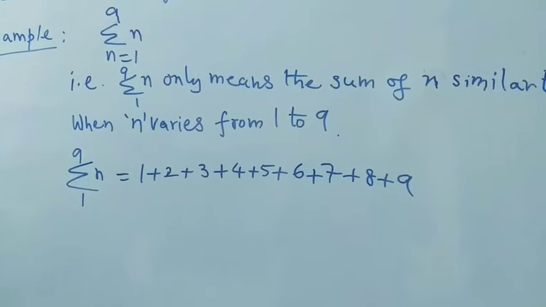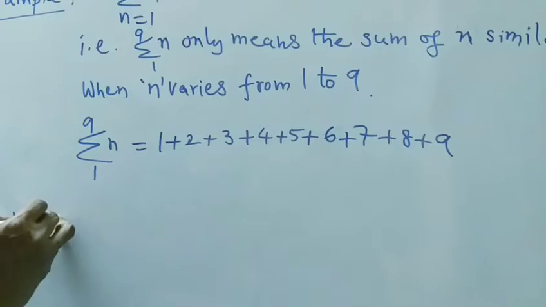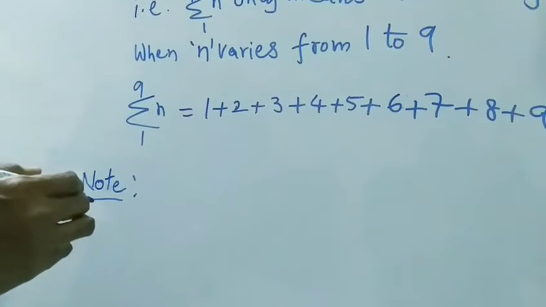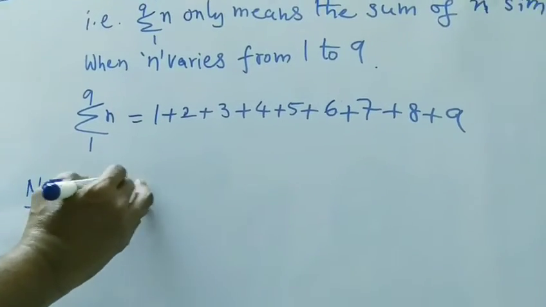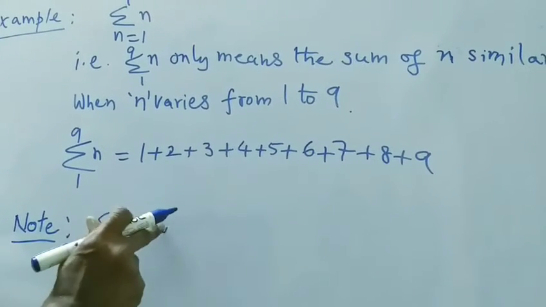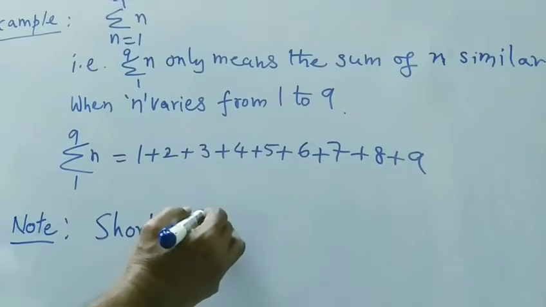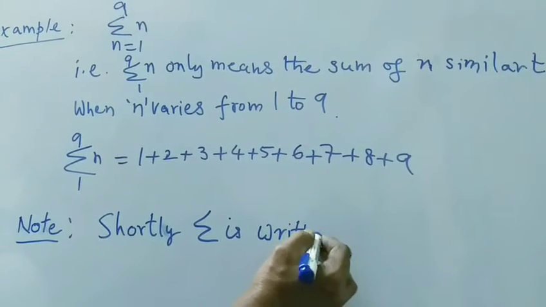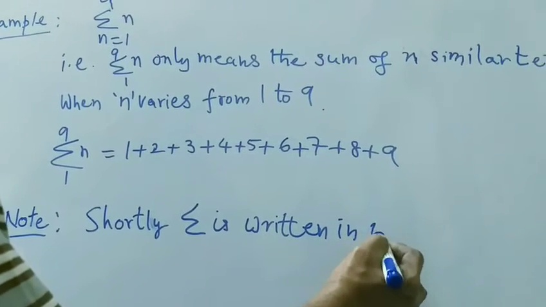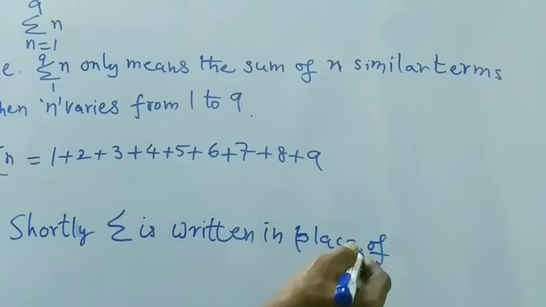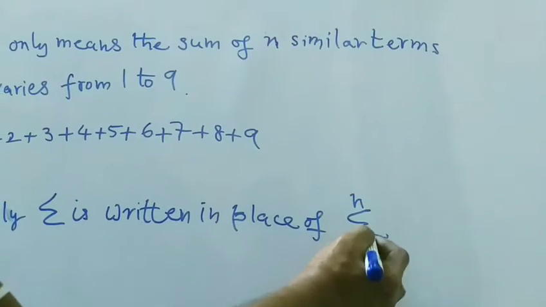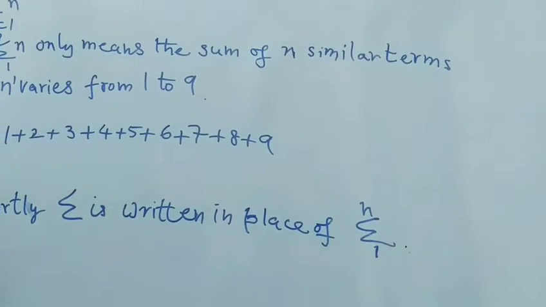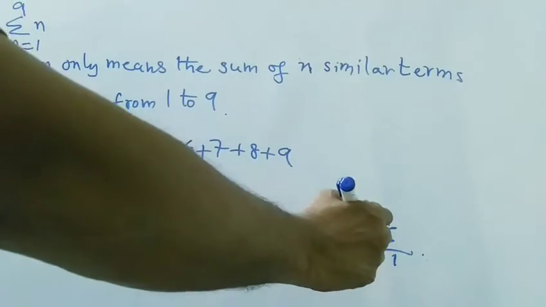Here, note point. Shortly, sigma is written in place of sigma 1 to n, in place of 1 to n.